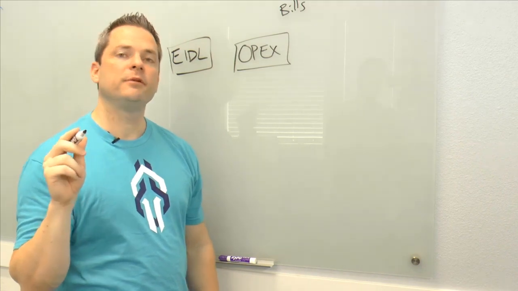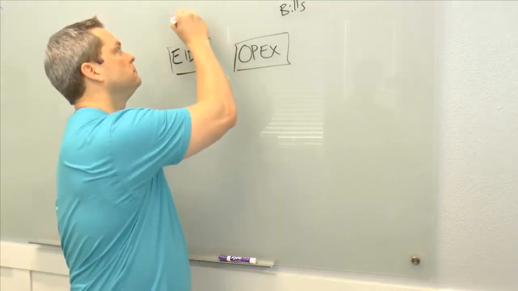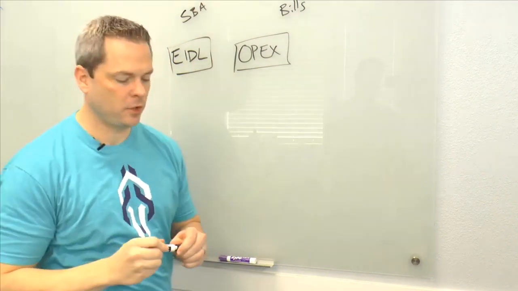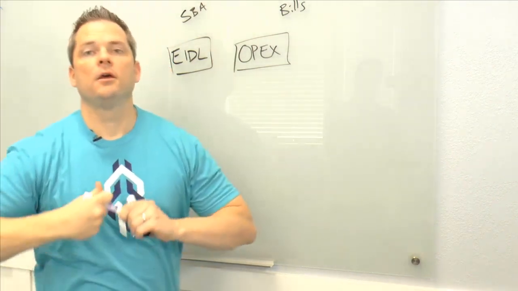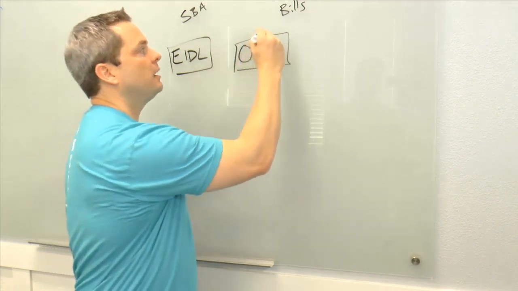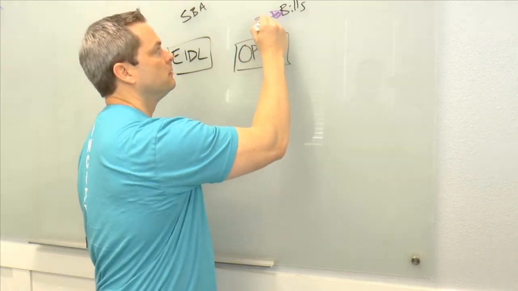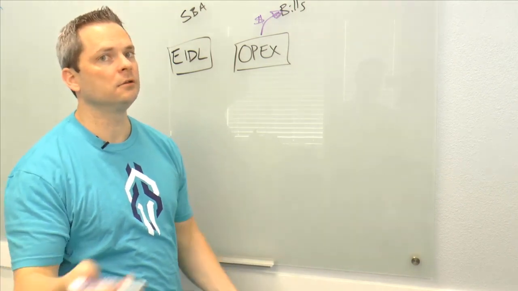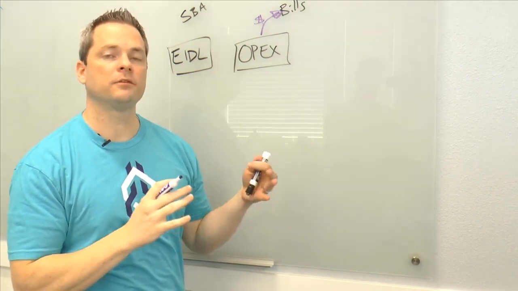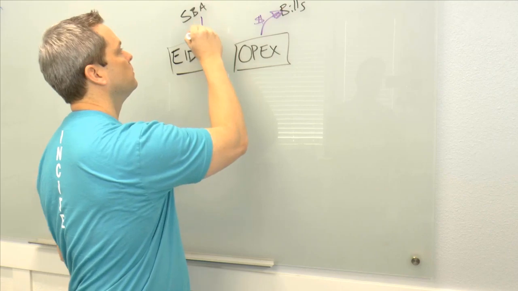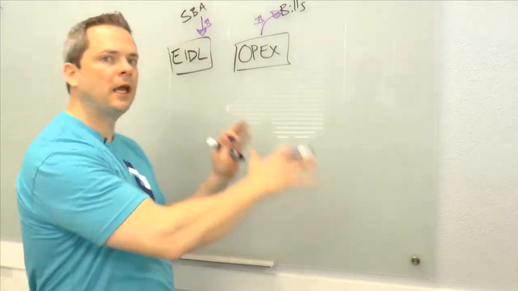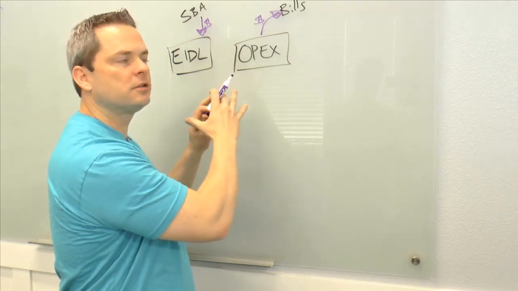The EIDL is going to be funded by the SBA. Okay, good. On the same page so far. So you have bills that get paid out of operating expenses. The SBA is going to fund your EIDL, which is going to go into this separate account that I am recommending you do. So far, so good. EIDL funds haven't been touched.